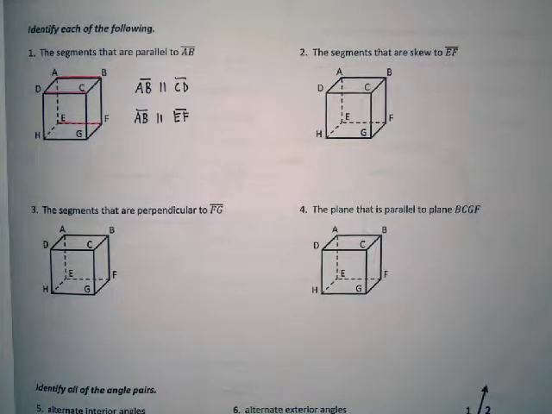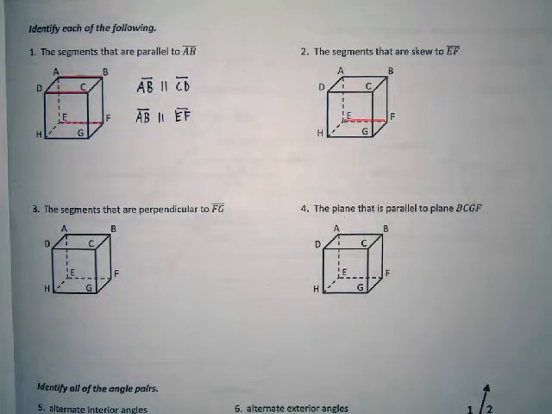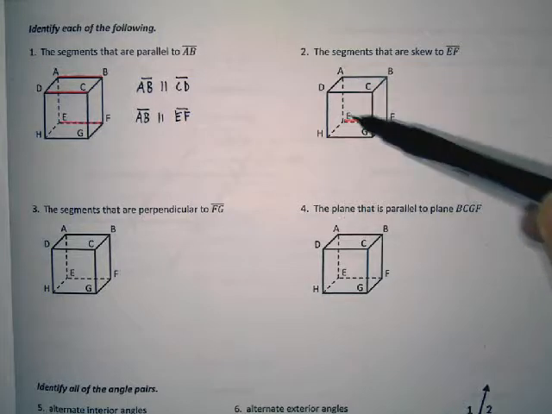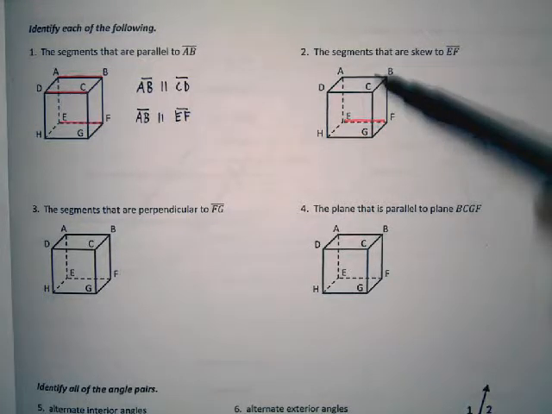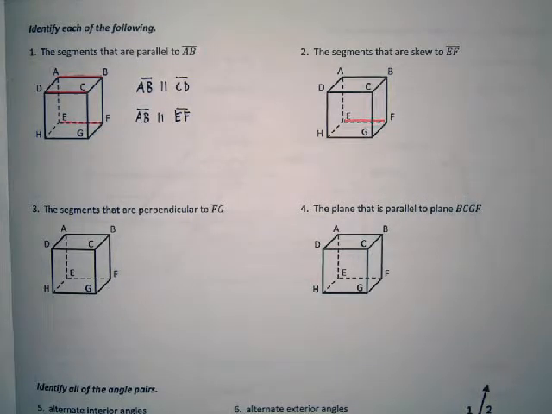Okay, the next one is a little trickier. Here's our skew segments. And again, we said skew segments are not in the same plane and they don't intersect. So EF is down here. So I have to be careful to pick a segment that's in a plane that is not the back of my box, and it cannot also be the bottom. And remember in class we talked about picking a segment that goes in a different direction.